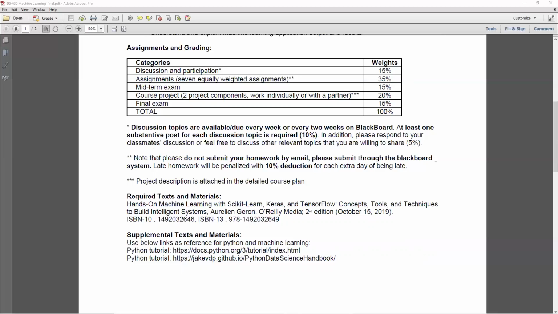Next thing you should be aware of is the required text. It is Hands-On Machine Learning with Scikit-Learn, Keras, and TensorFlow: Concepts, Tools, and Techniques to Build Intelligent Systems. That's written by Aurélien Géron, and it is the second edition. Just remember, it's the second edition that was published in 2019.